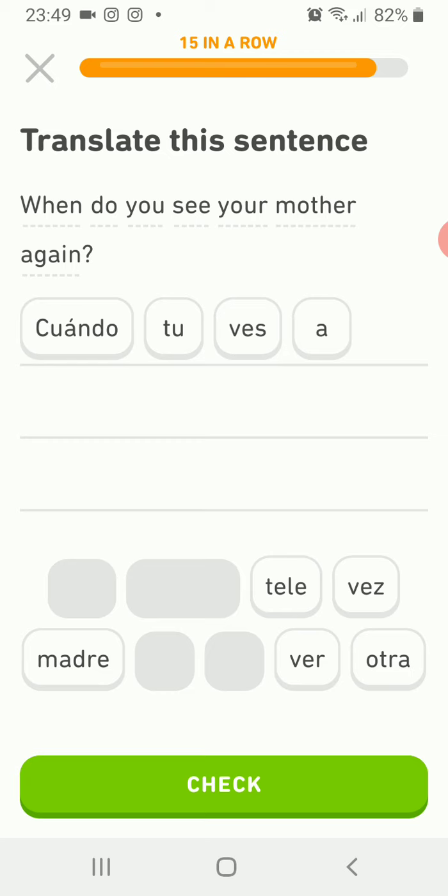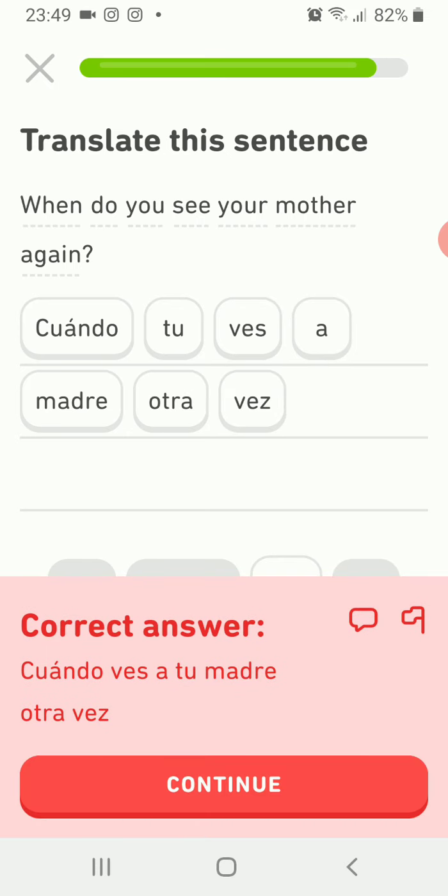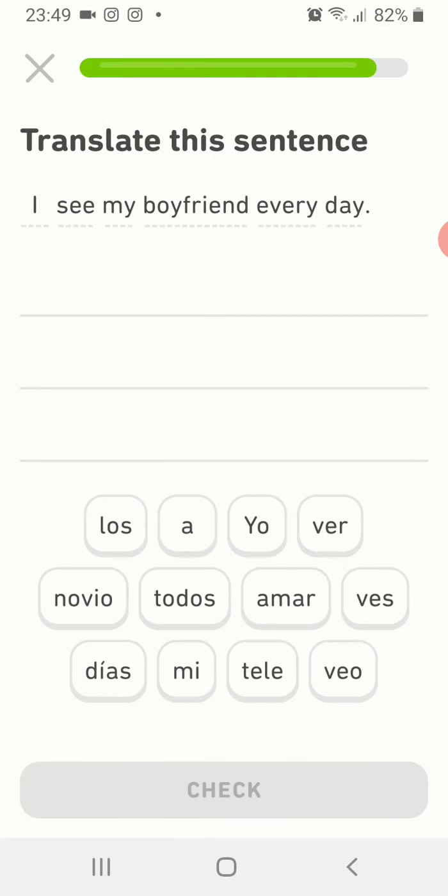But here there's something missing, guys. That's how I feel. Cuando tú ves a tu madre otra vez. Ver. Otra vez. So cuando. Oh, yes, of course, it's not two object pronouns, it's a subject pronoun. Oh my god, that was so tricky.